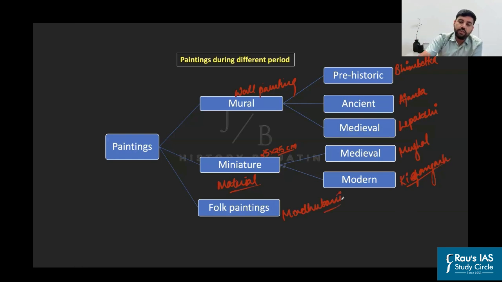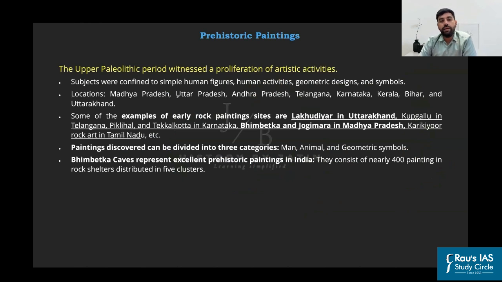So let's start with the first one, that is prehistoric paintings. Prehistoric paintings were confined to the simple human figure. How? Draw a triangle, then draw a triangle. These are the hands and these are the legs. That's it. Yes, folk also includes tribal. Folk paintings also include the tribal paintings.